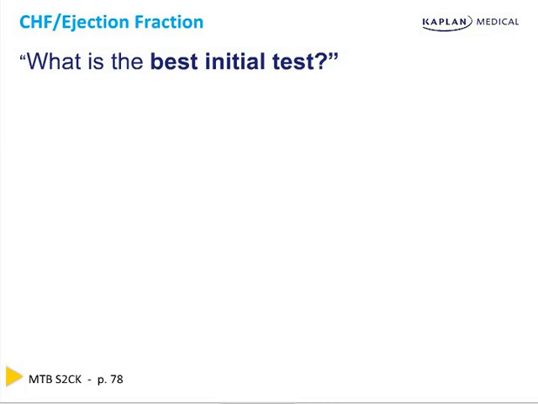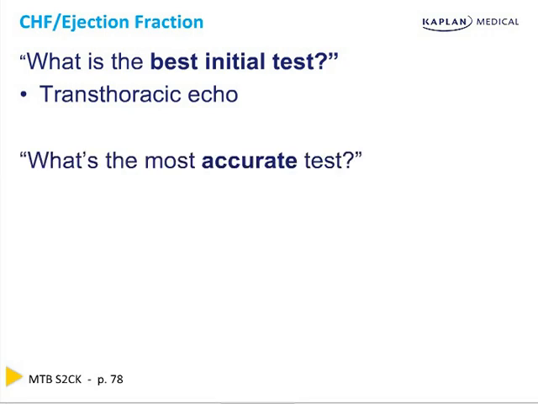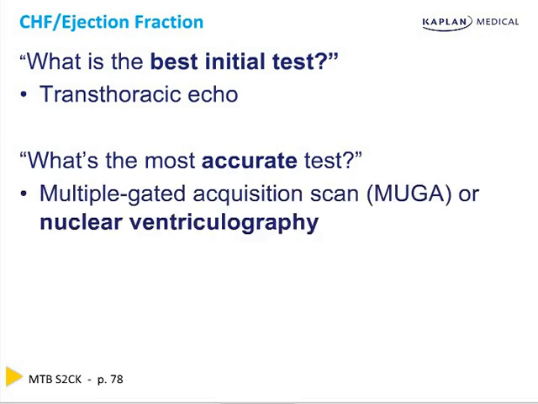Now, the best initial one of these tests is the transthoracic echo. The transthoracic echo is a fine test for looking at ejection fraction and wall motion. Now, it's not the most accurate. The most accurate test of ejection fraction, and this is one of those questions where you're going to have to answer something that you've never seen done. I didn't say we do it, but the single most precise method is the MUGA scan, or nuclear ventriculogram. That is the single most precise method of looking at ejection fraction.